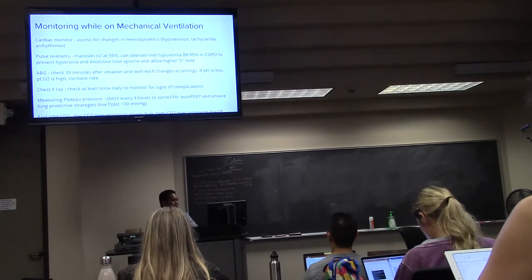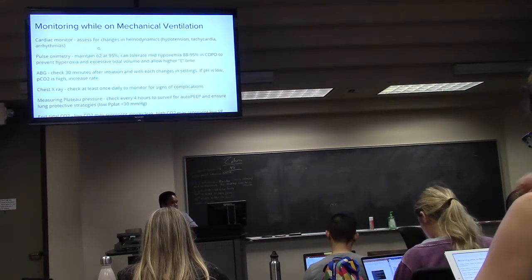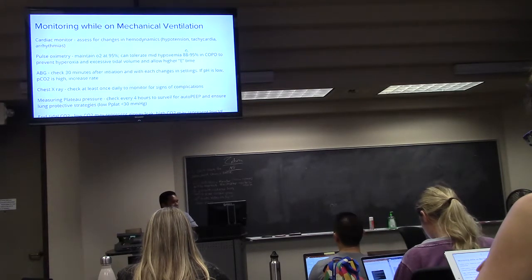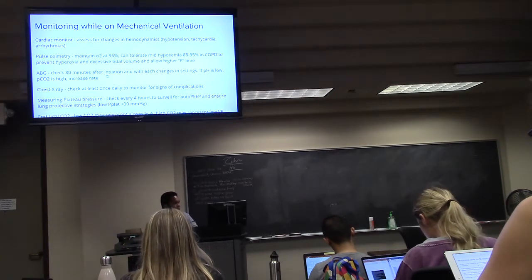Whenever you have patients on a mechanical vent, you want them on a cardiac monitor to see if there's any kind of changes in hemodynamics. Again, the biggest thing that kills patients on a mechanical vent is dynamic hyperinflation and the increase in thoracic pressure that can cause hypotension, and they can die. And then pulse ox, obviously, and the ABG 30 minutes after you change the settings, or at least once a day if they're stable.